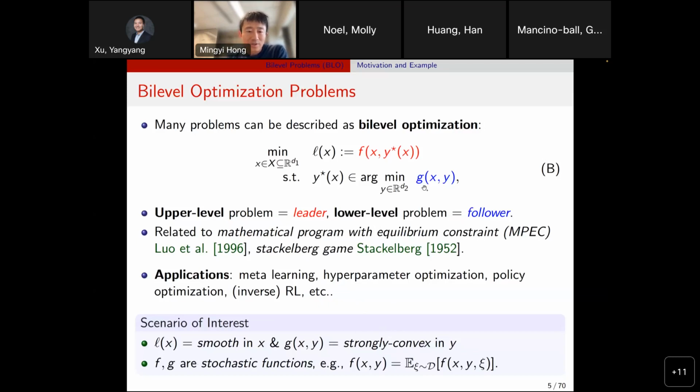And further, f and g here are stochastic functions. They're not just deterministic, but expectations of something. Here, c is a random variable, so f(x,y) is the expectation over c, and the loss function is f evaluated on a particular sample. So you can view this as a stochastic optimization problem where you have access to samples. Any questions about the problem setup?